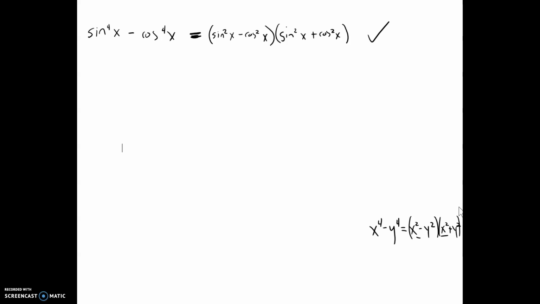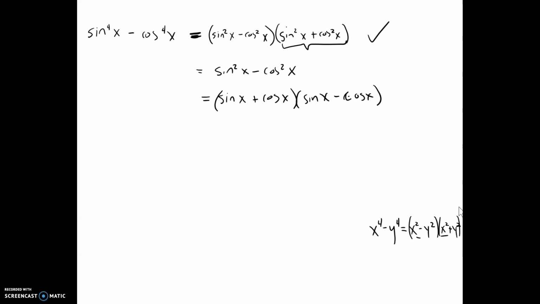So we can keep going. This is equal to 1. So then I have sine squared x minus cosine squared x times 1, which is just that. And then I'm still not done because I have the difference of squares again. So now I have sine x plus cosine x times sine x minus cosine x.